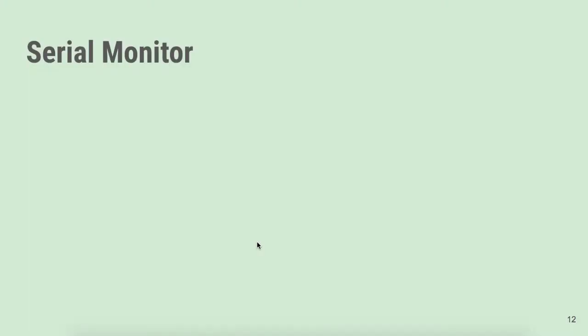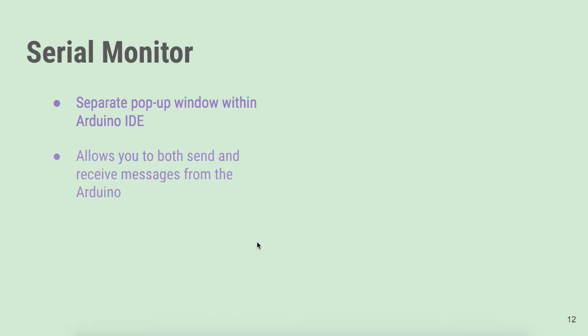Okay, the last thing that I want to touch upon is the serial monitor. So the serial monitor is a separate pop-up window within Arduino. So far on Tinkercad, we've only really looked at the physical Arduino itself, the circuit, and then the area where we write code. But now we're introducing another thing into the mix. So the serial monitor allows you to both send and receive messages from the Arduino. So you're actually seeing something happen. You're getting some sort of data.